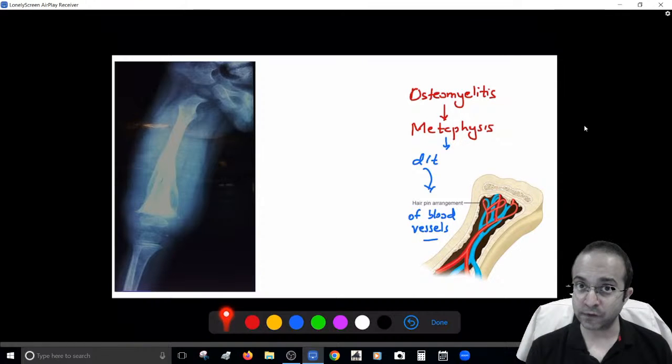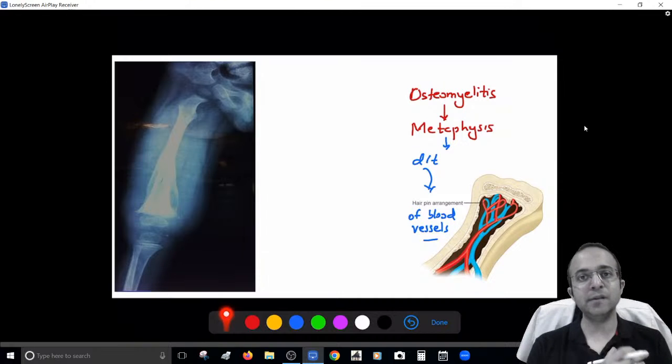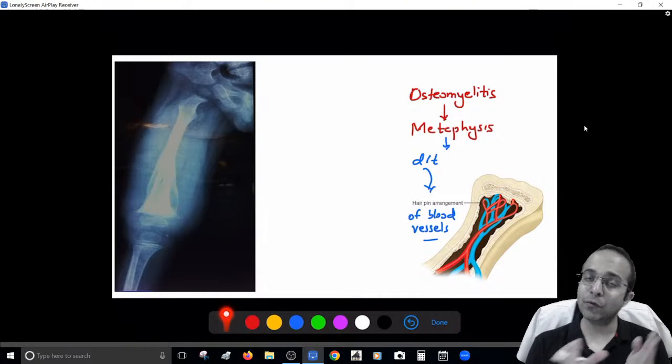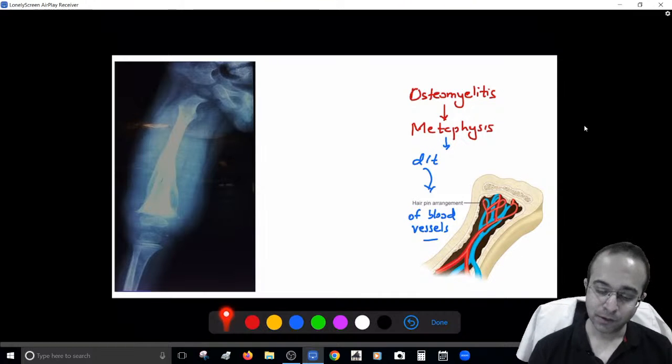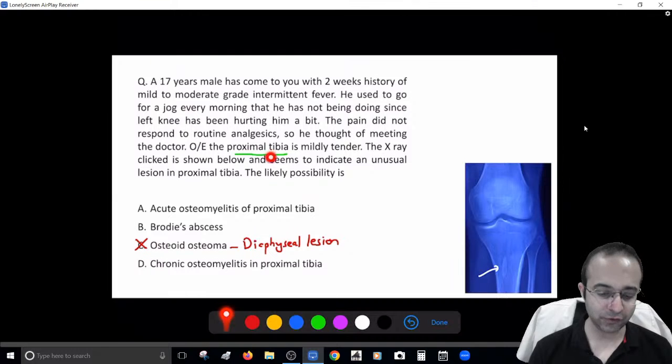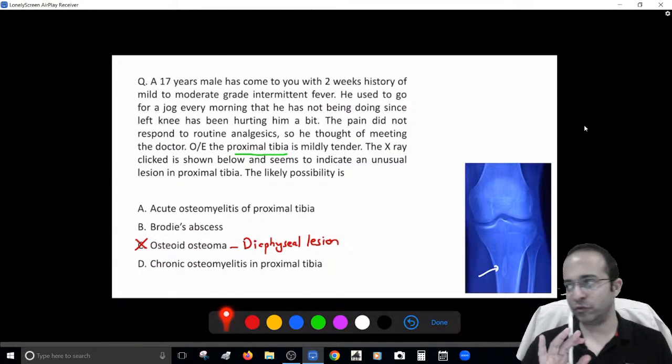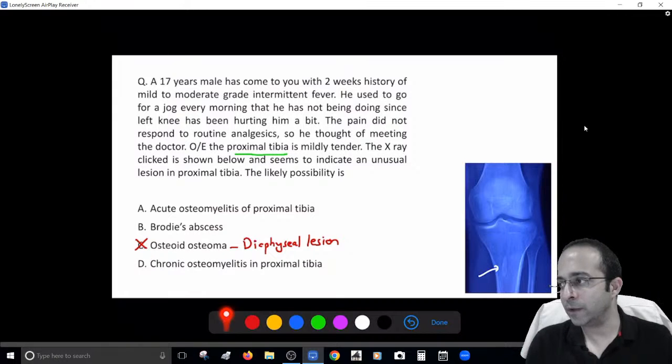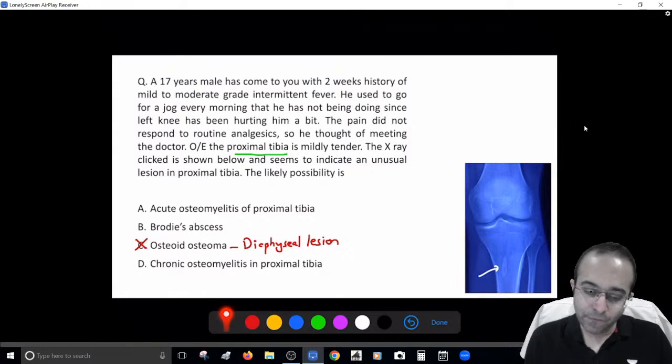And because of that stasis of blood flow, the organisms that accumulate in this area have much higher density than other places in the body. And that is how they set up the infection, because they overpower the host immunity. So the metaphyseal area would be involved when you talk of infection, and osteoid osteoma is a tumor that you have in the diaphyseal area, and this is a metaphyseal lesion. So I take out tumor and I keep infections as my possibilities.